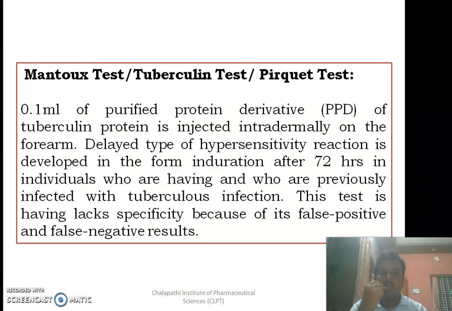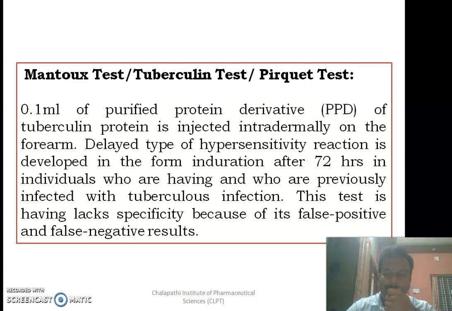So coming to the screening test, which is a very famous screening test for tuberculosis. As we already discussed regarding leprosy, where we discussed the tuberculin test and lepromin test, in the same way we have the tuberculin test here, which is also known as Mantoux test as well as Pirquet test.